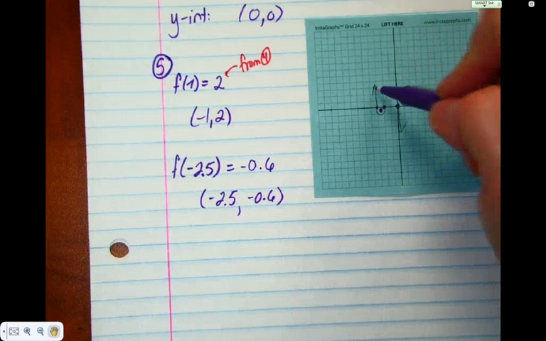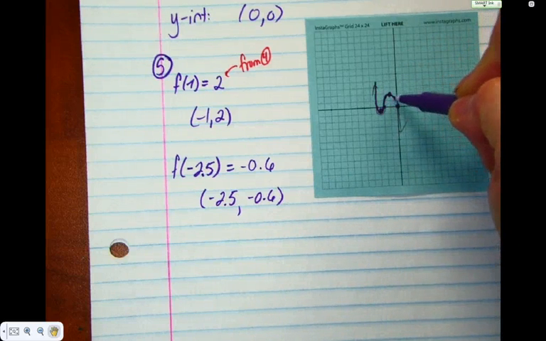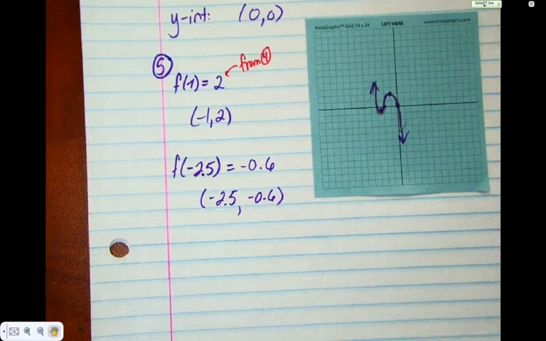And from there I can just join it. I know it's coming down, going through the intercepts, through the min, coming up through the max, and pointing down. And there's our first cubic. These typically we don't do in red because there is no other graph. It wouldn't be wrong if you did.